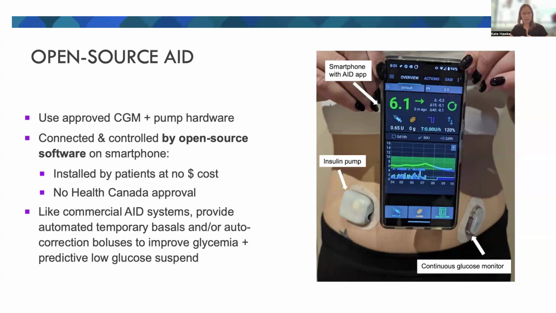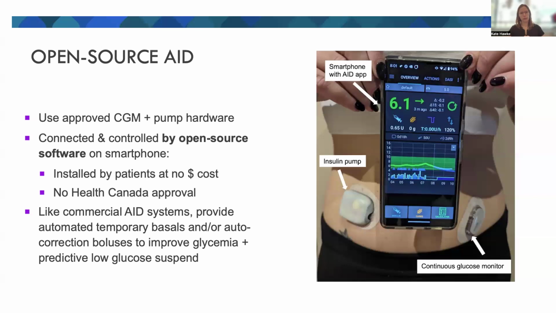Much like the commercial AID systems that you're familiar with, these are going to provide some automated temporary basals and/or some auto-correction boluses aiming to improve glycemia, along with some predictive low glucose suspend.